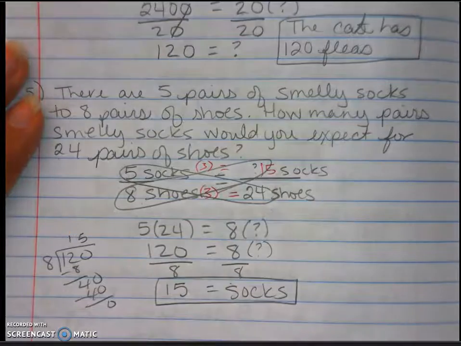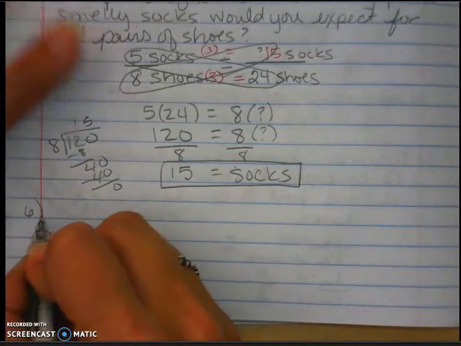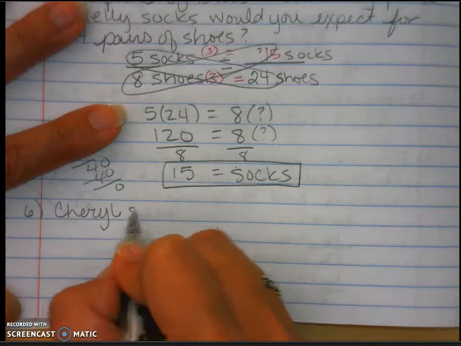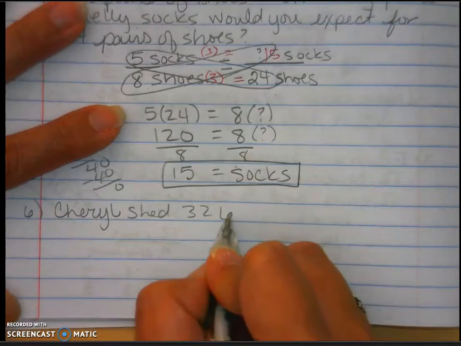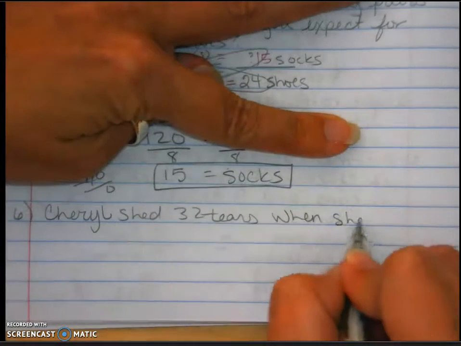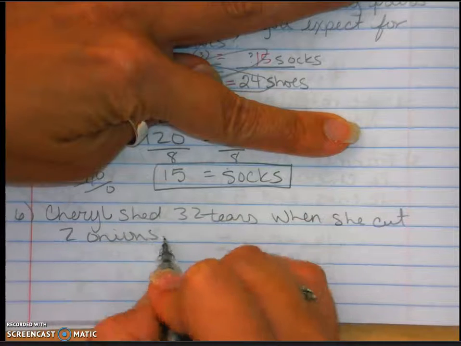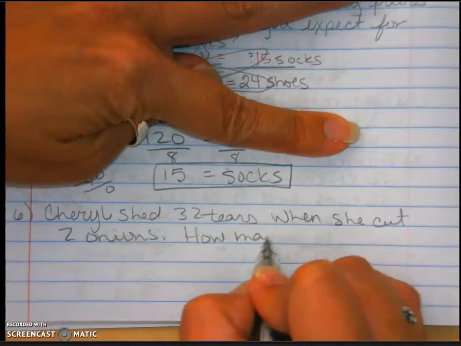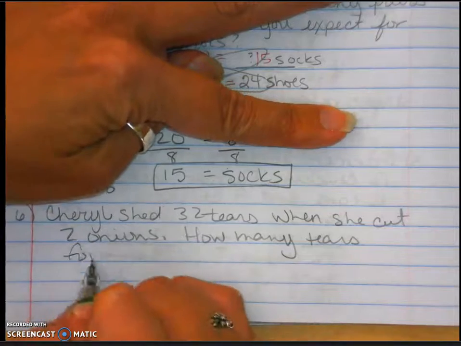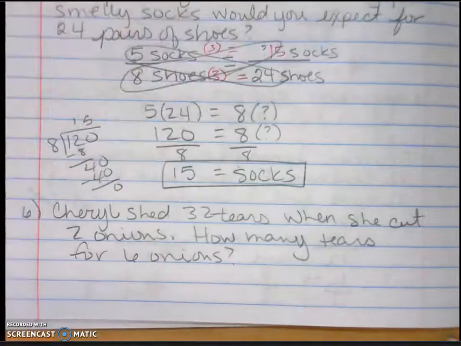This next one I want you to try, and then we'll talk about it in class. Cheryl shed 32 tears when she cut 2 onions. How many tears for 6 onions? All right, and we will talk about this in class. So, good luck.